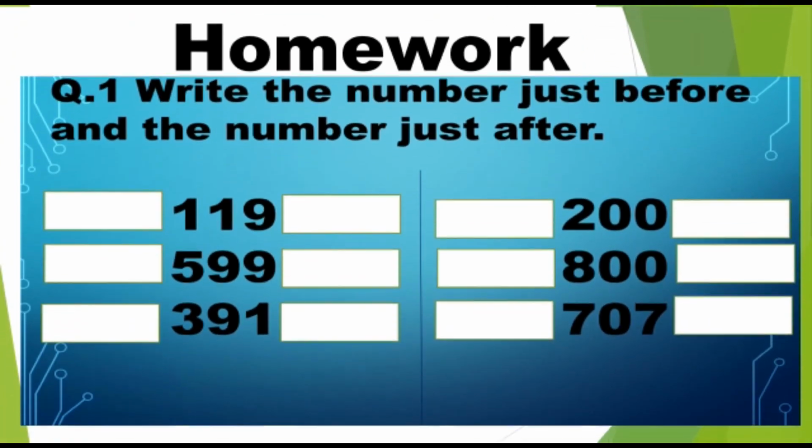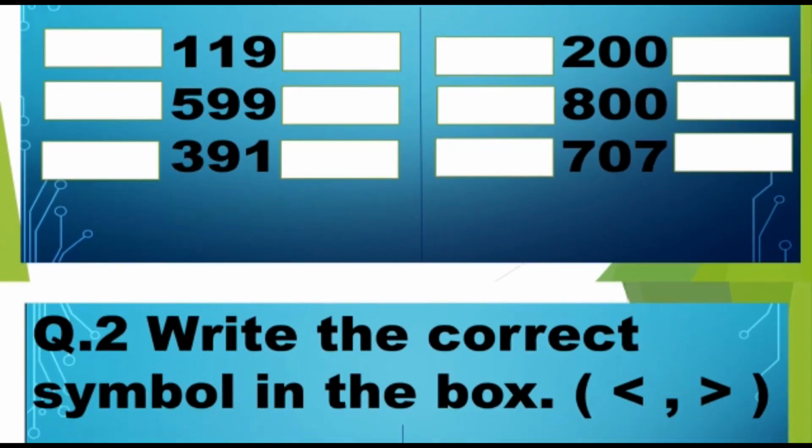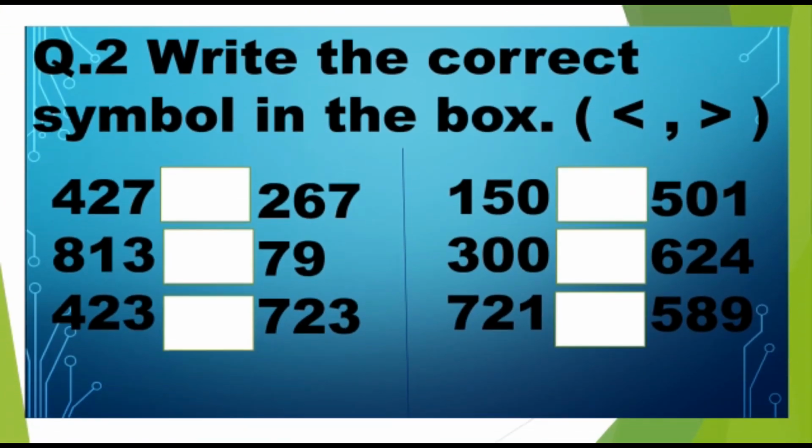Homework is question number 1. Write the number just before and the number just after. Number 2. Write the correct symbol in the box.